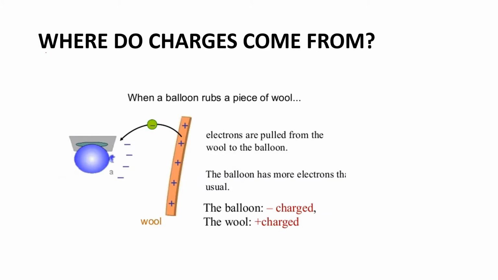Where do these charges come from? If we rub a balloon with a piece of wool, electrons are pulled from the wool to the balloon. So the balloon now has more electrons and gets negatively charged, whereas the wool transferred its electrons to the balloon, so it gets positively charged.